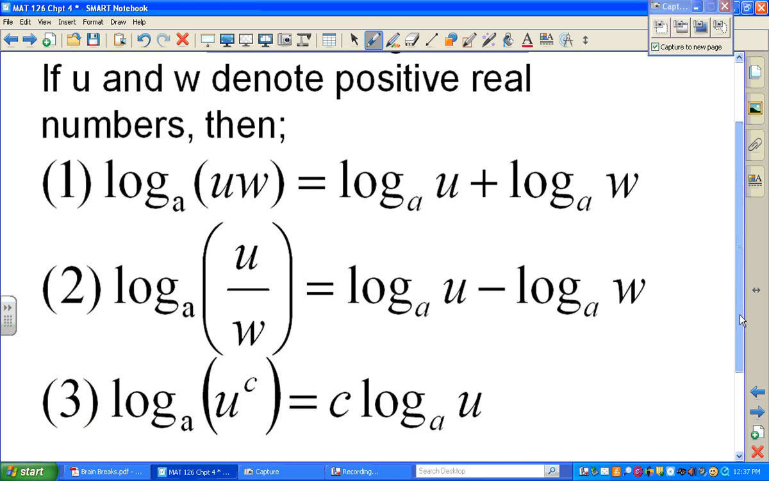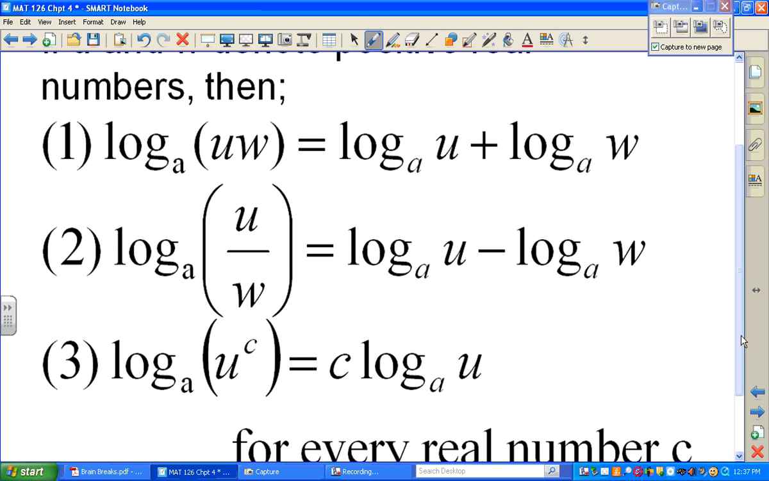But the log of a product is the sum of the logs if they have the same base. The log of a quotient is the difference of logs if they have the same base. Raising the expression to an exponent is the same as multiplying the logs. And those are all the basic ones that you remember.